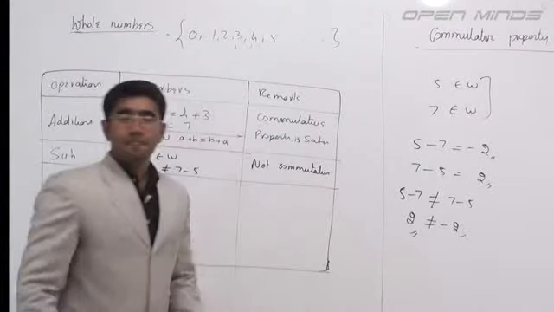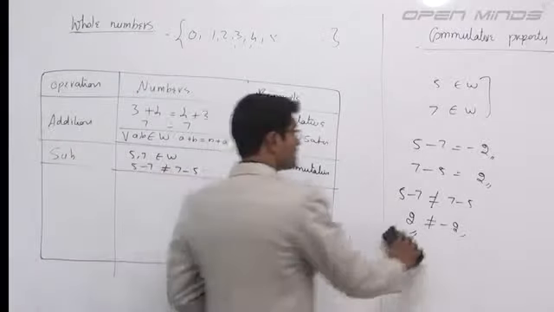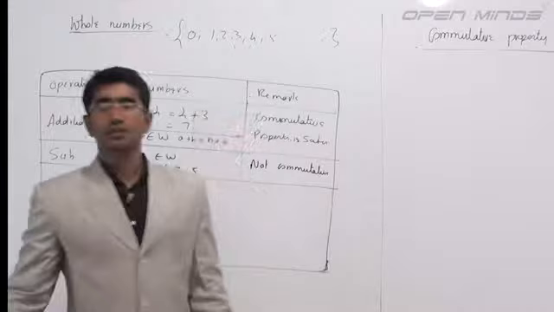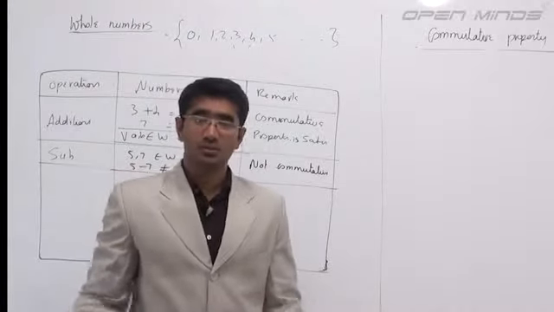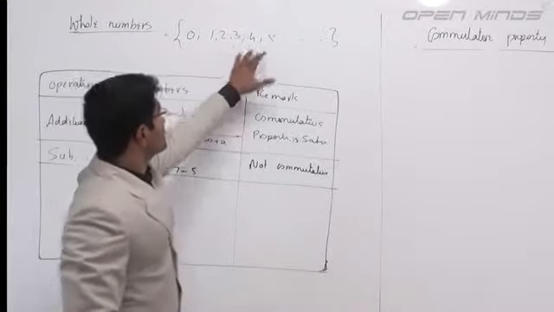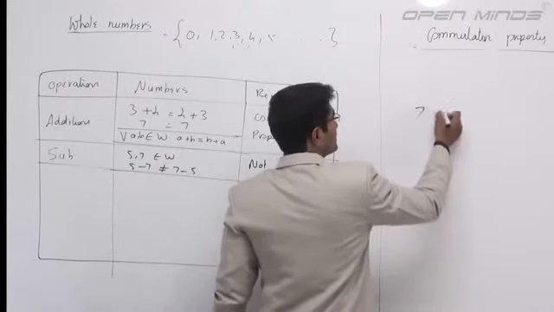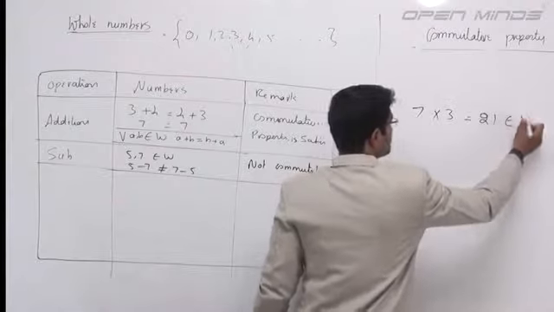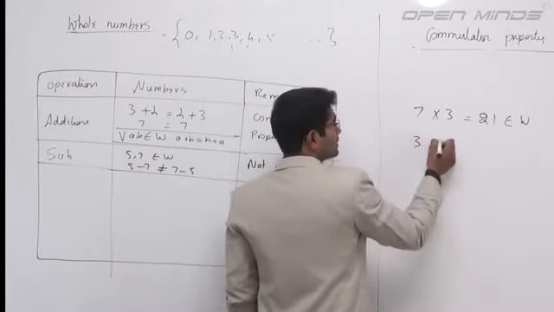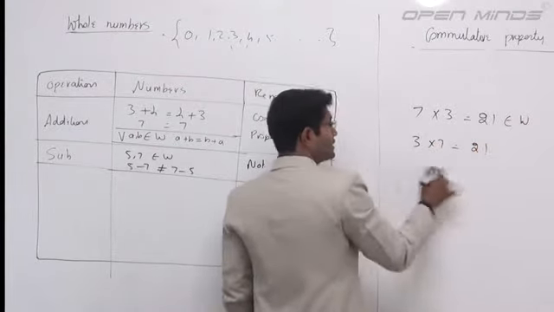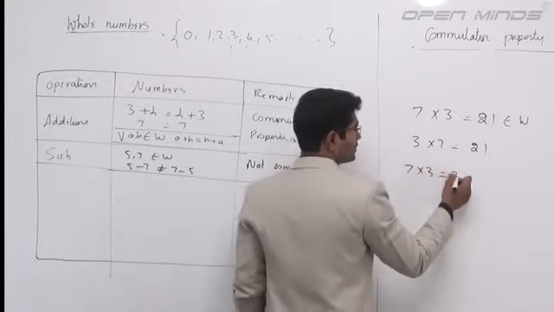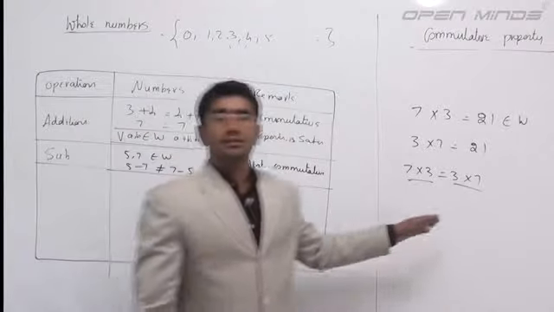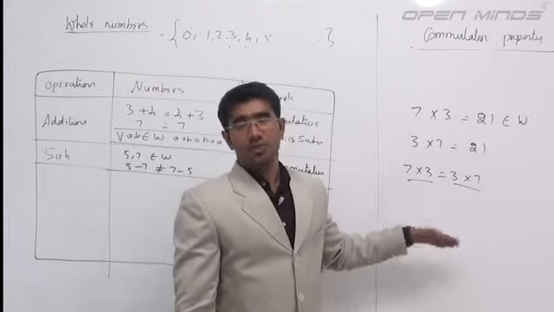We fill it this way. Now, what next? Let's talk about multiplication. Do you think multiplication would be commutative on whole numbers? Let's take two numbers, 7 and 3. What is 7 into 3? That is 21, and 21 belongs to whole numbers, and 3 into 7 is again 21. So 7 into 3 or 3 into 7 gives me the same answer. So yes, multiplication is commutative on whole numbers.